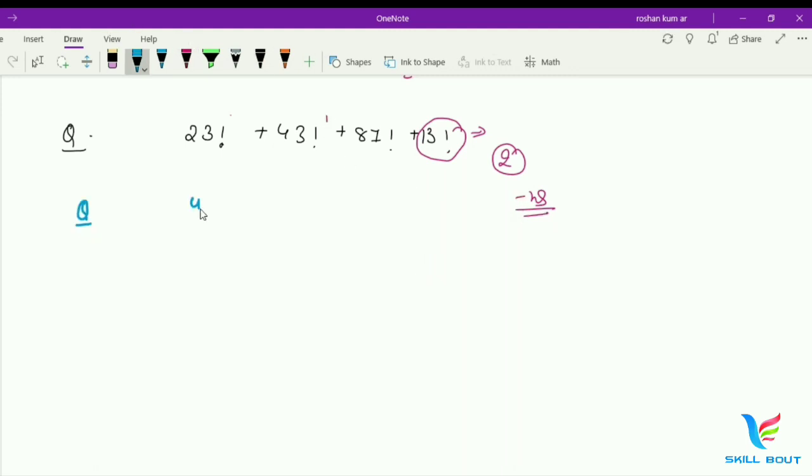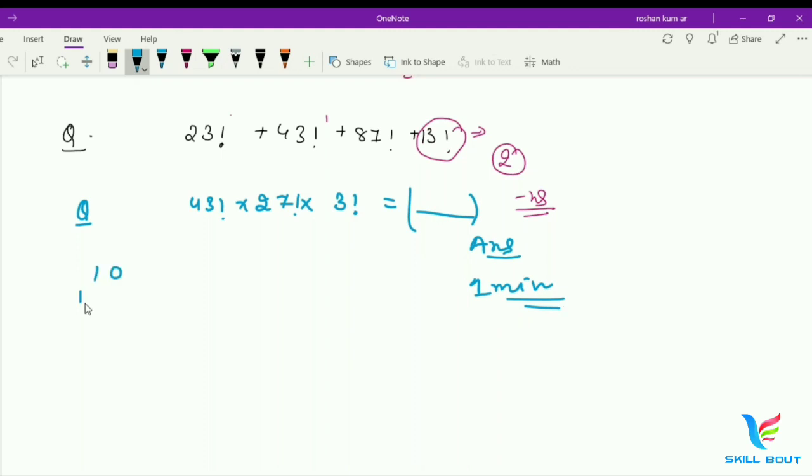Look at the next question. Look at this and tell me quickly what answer you get. 43 factorial into 27 factorial into 3 factorial. Tell me how many trailing zeros will be here. Now I'll give you only 1 minute. Who will tell me the answer of this question within 1 minute?